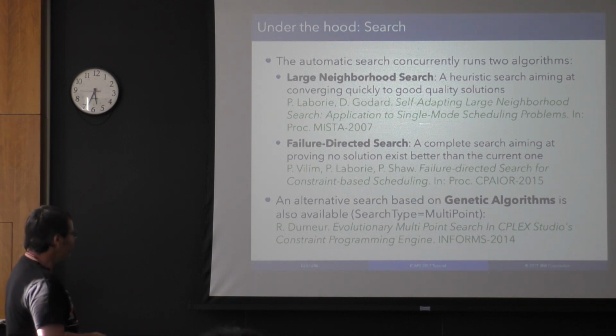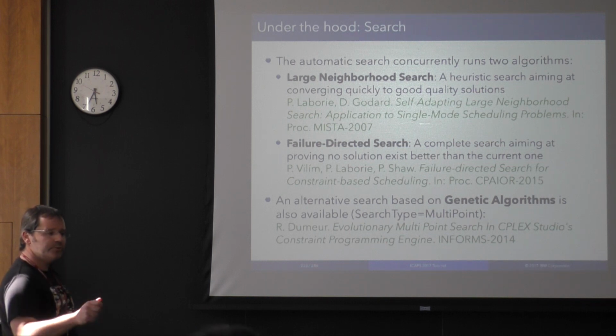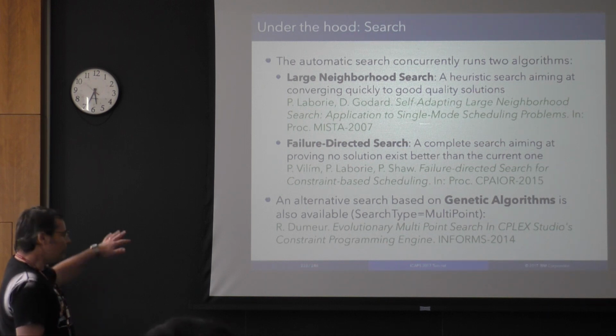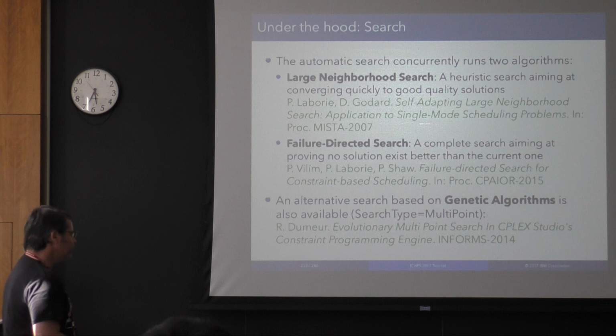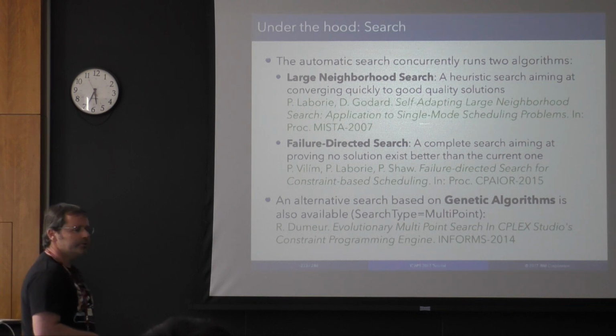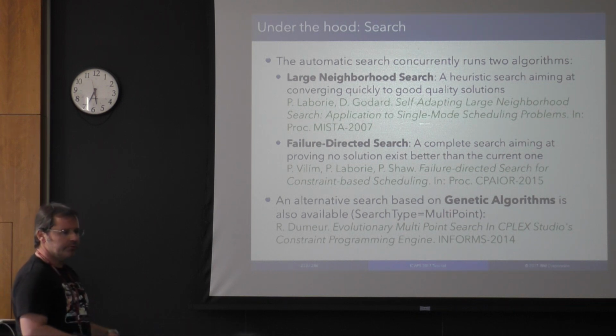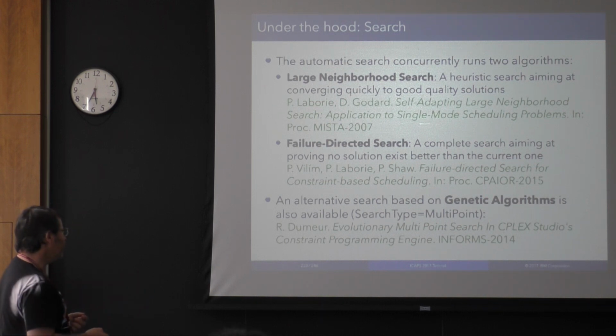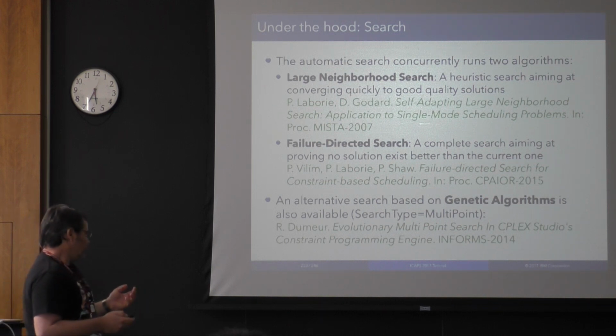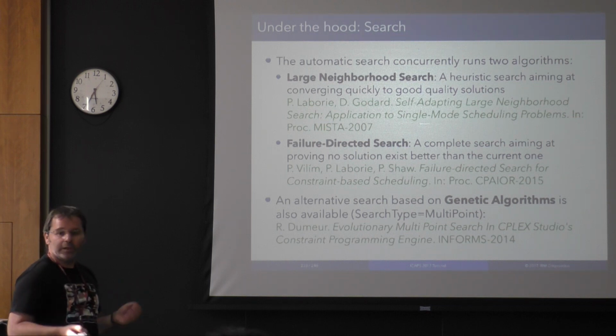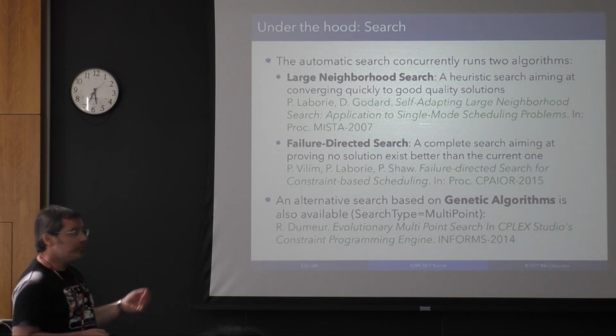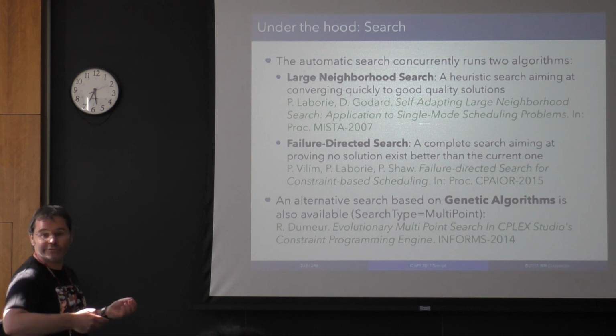This is the automatic search. Now, sometimes we have a completely different type of search, and you can switch to it with a parameter. This is not the default, but sometimes it works quite well, and it is based on a genetic algorithm. So we can have a very general genetic algorithm on top of the CP Optimizer model, and sometimes it's better than the default search. Sometimes. This is one of the parameters that we're trying.